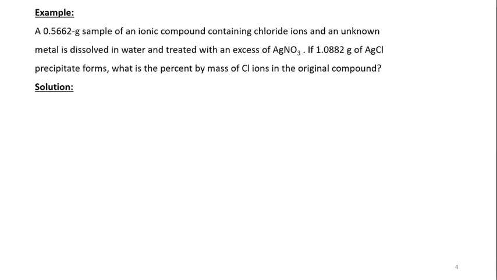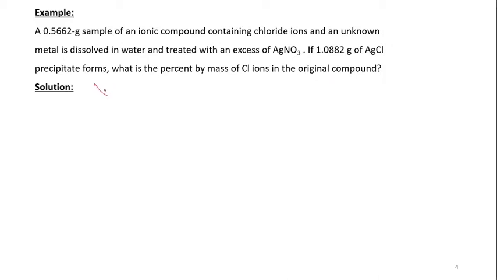Let's take an example. If I have 0.6 grams of an ionic compound containing chloride ions and an unknown metal, dissolved in water and treated with excess silver nitrate, and I have a product which is around 1 gram of silver chloride, what is the percent by mass of chloride ions in the original compound?